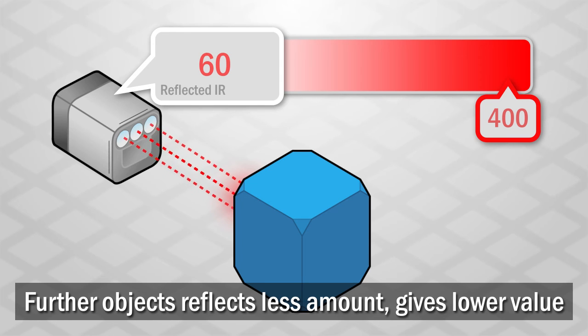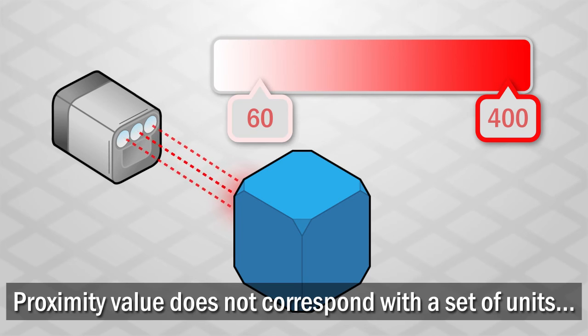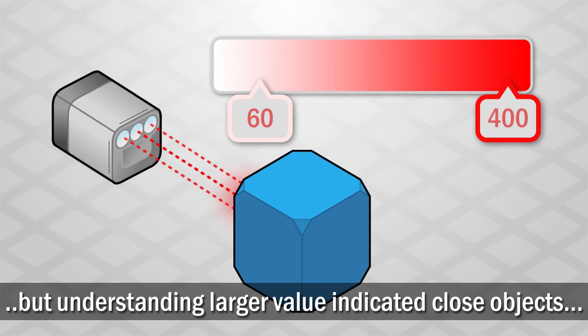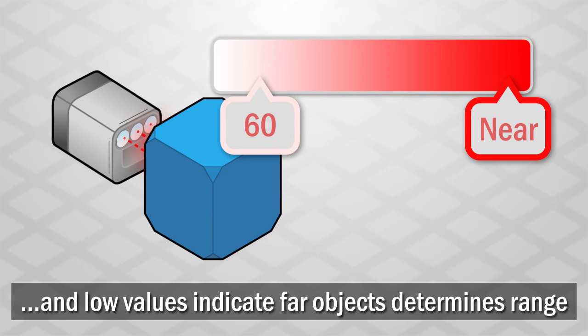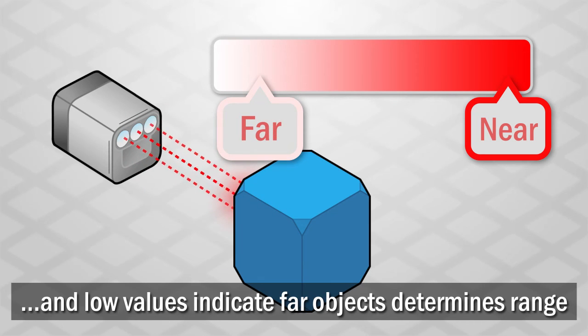Objects that are further away reflect less infrared light back to the sensor, and result in a lower sensor reading. The proximity values do not correspond with a set of units. But by understanding that large values indicate a nearby object, while low values indicate a faraway object, you can determine when an object is near your color sensor.